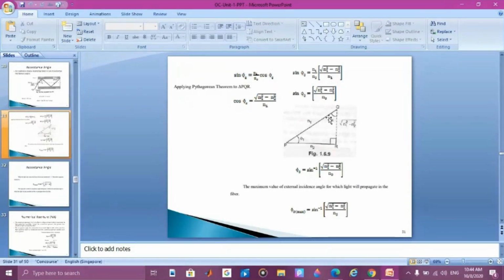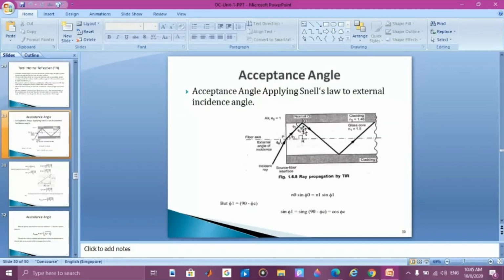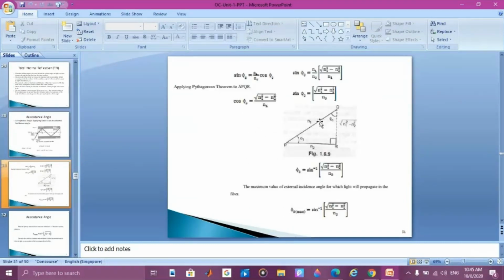The angle is in this figure, and we take this triangle PQR. The first side is refractive index n1, and this is n2. So what does this come to? Root of n1 square minus n2 square. So it is root of n1 square minus n2 square divided by n1 for cos phi c, because this side divided by this side gives cos, and for sin this side divided by this one. We reduced the formula using the Pythagoras theorem.